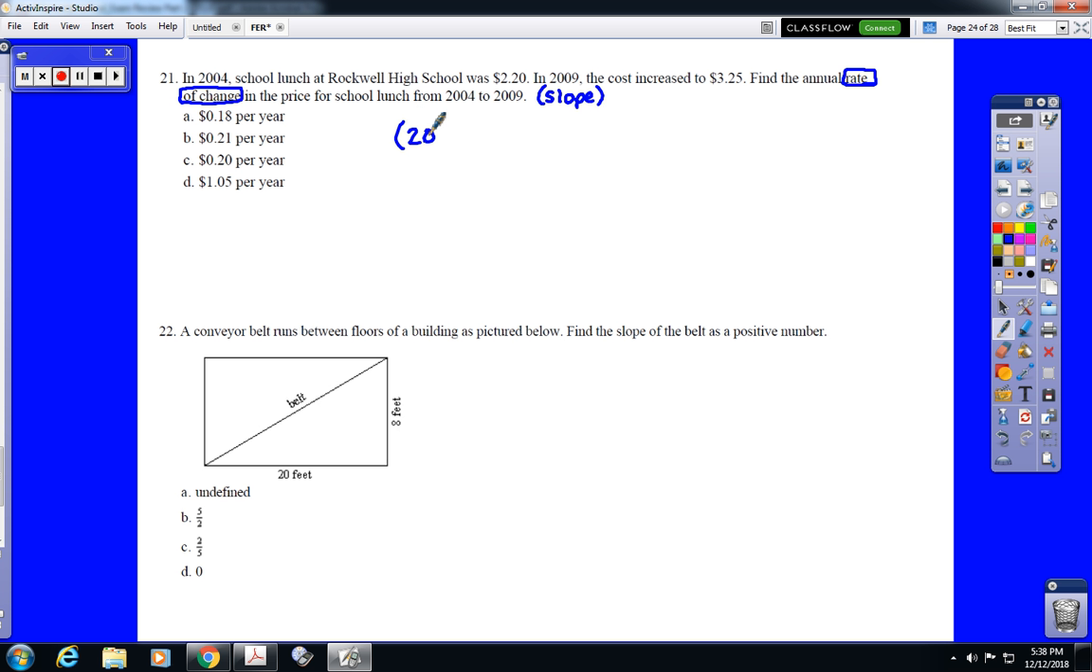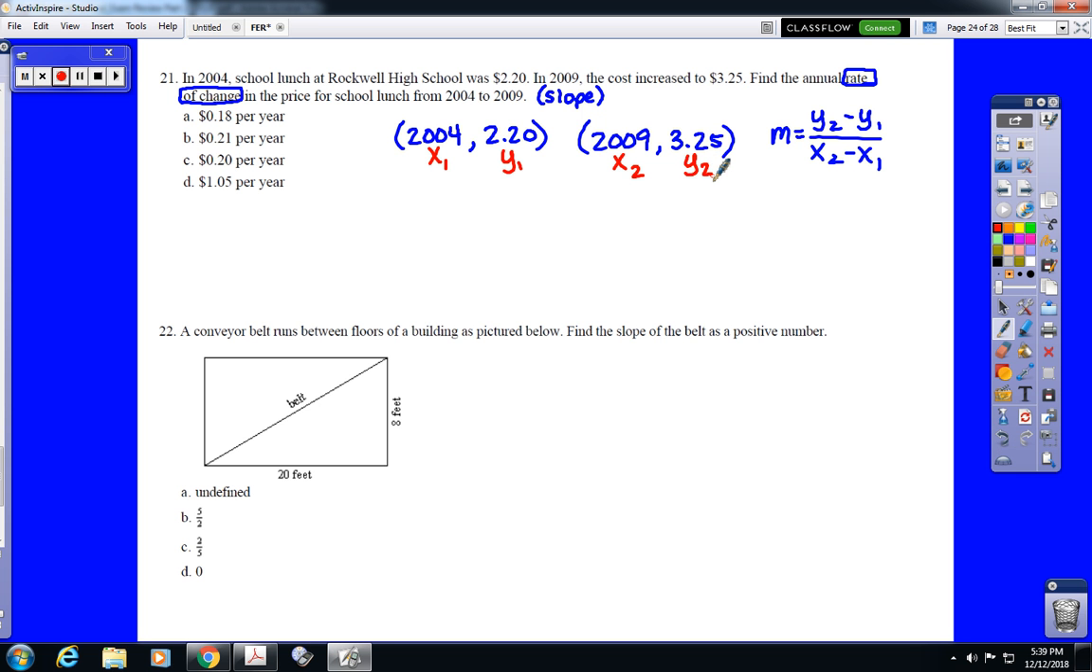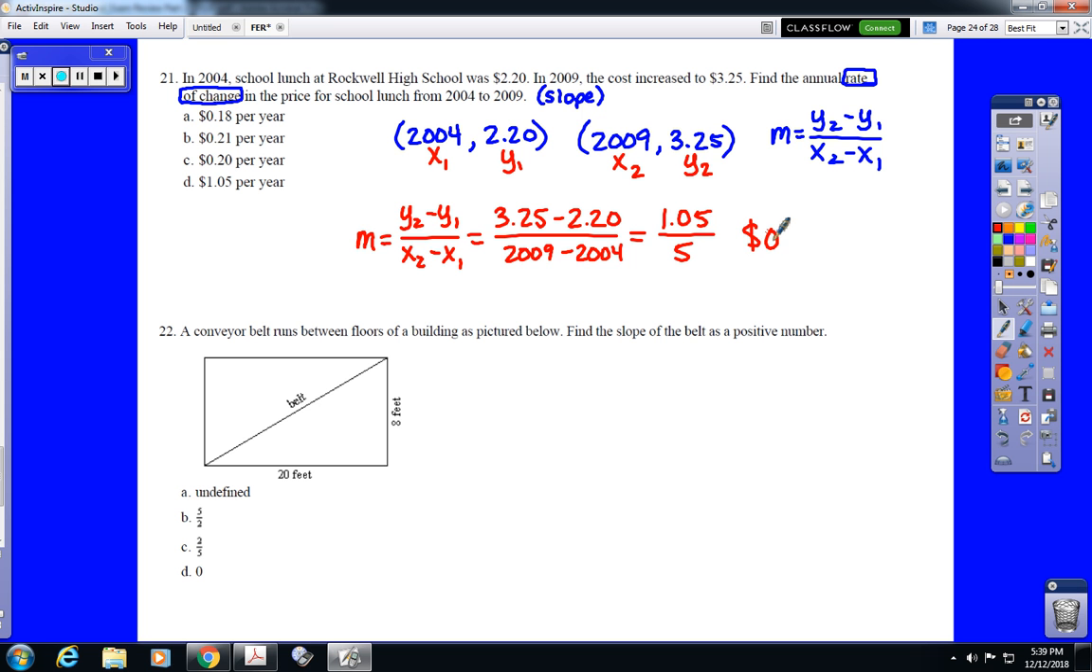So we have 2 points. We have the point 2004, $2.20, and we have the point 2009, $3.25. And we are supposed to find the slope using the slope equation, which is located on your reference sheet. So we simply need to look at these points and realize that one of those points is your x1 and your y1, and the other point is your x2 and your y2. So the slope would be y2 minus y1 over x2 minus x1, which would be 3.25 minus 2.20 divided by 2009 minus 2004. That would be $1.05 divided by 5, which would be 21 cents per year. So our answer would be B, 21 cents per year.